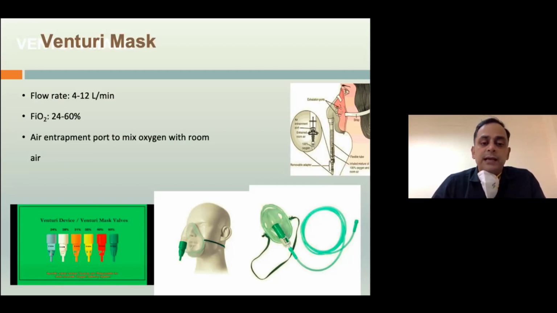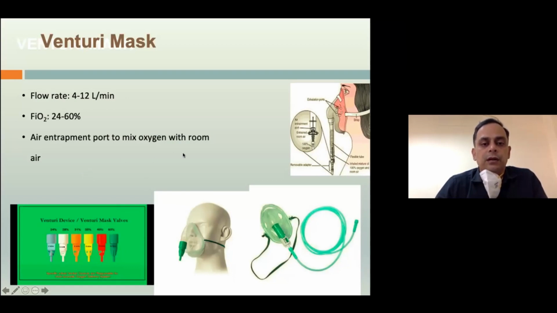We can go as high as 60% when we are using the green colored one, but this will also require 15 liters of fresh gas flow. As you can see, this is also mentioned on the base of the connector, the flow which will be required to provide the oxygen which the device will provide. Like this green one will need 15 liters per minute and it will provide 60% FiO2. When we are using this blue mask, it will need 2 liters per minute of fresh oxygen, and it will provide 24% oxygen.